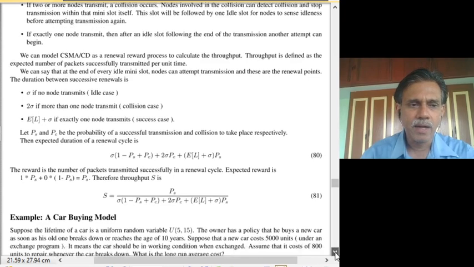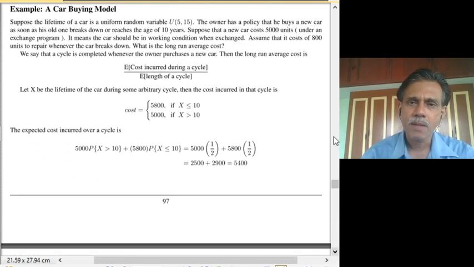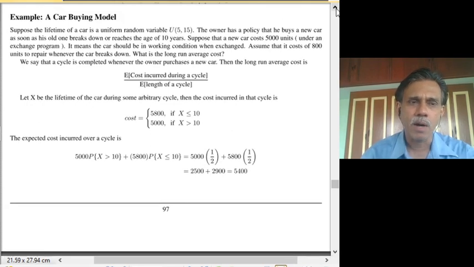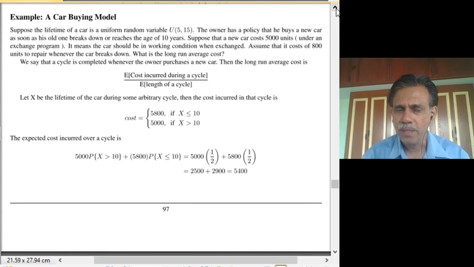Then we will look at a more common sense model, a car buying model. Suppose we assume that the lifetime of a car is a uniform random variable between 5 to 15 years. Let us assume that when a car is bought, a 5-year warranty is given. Car may break down, but it is up to the manufacturer to repair it. So, it is okay to assume that it is uniformly distributed between 5 to 15 years.